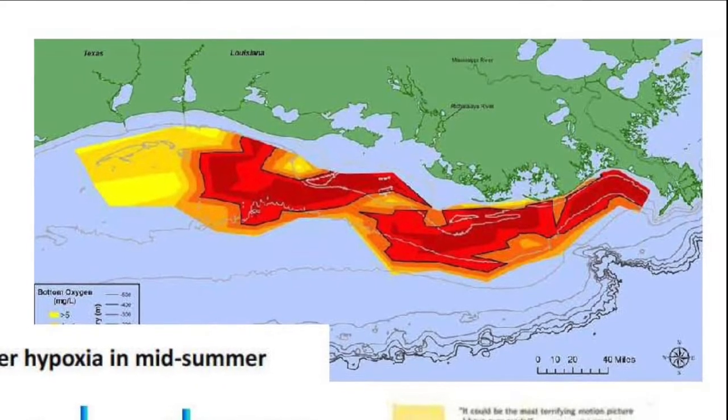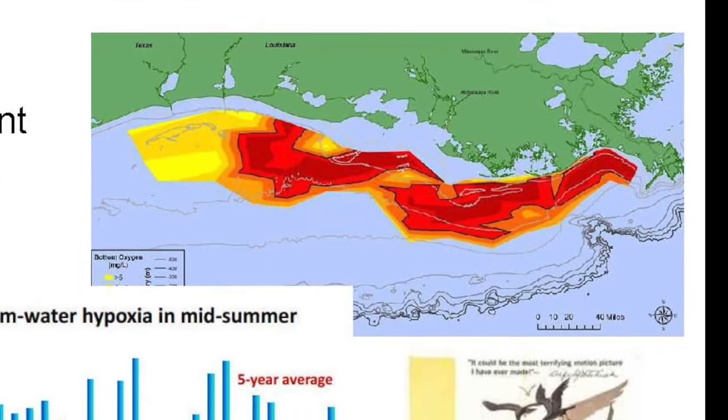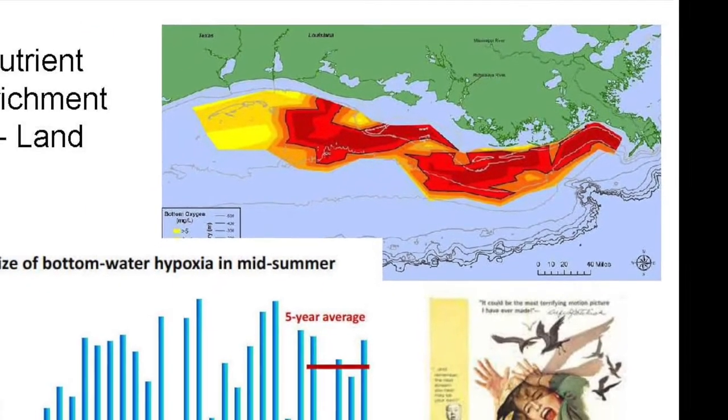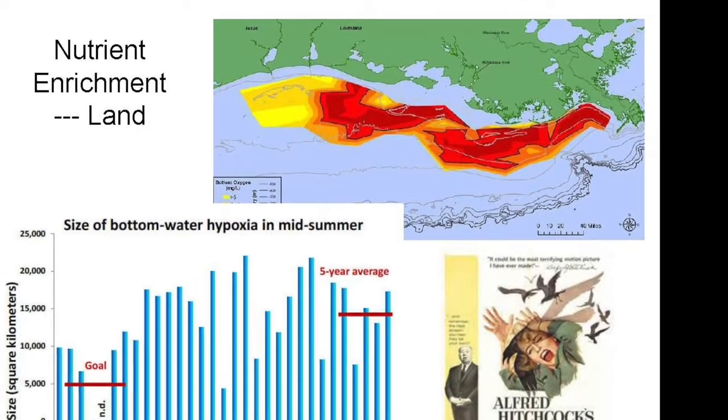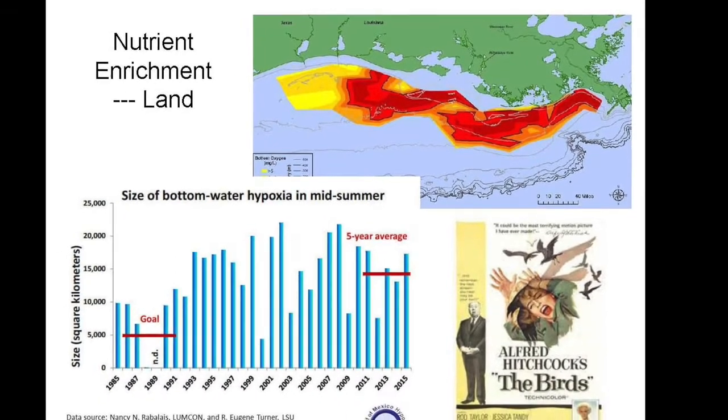It turns out that the bird attacks and their dying incidents were due to feeding on toxic algae produced by nutrient enrichment. Nutrient enrichment causes hypoxia, overly low oxygen concentration in water. This is the map of this year's hypoxic zone, and this is the goal we're trying to reach. As you can see, we still have a long way to go.